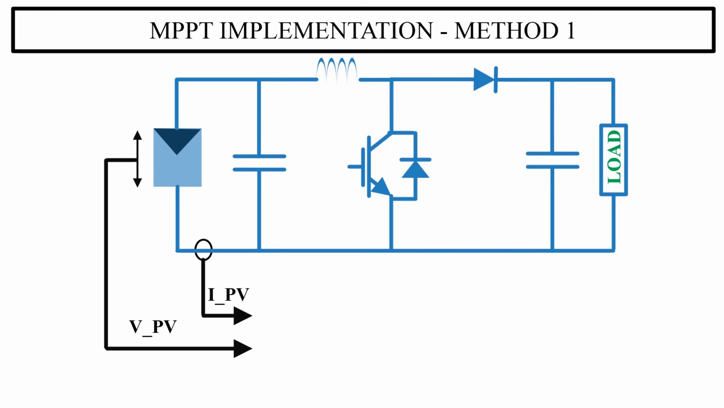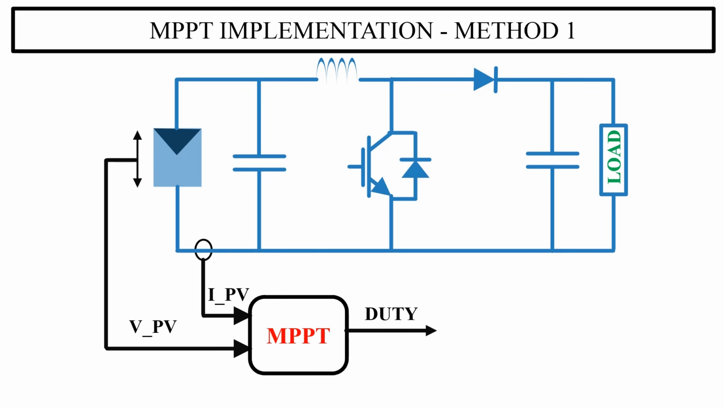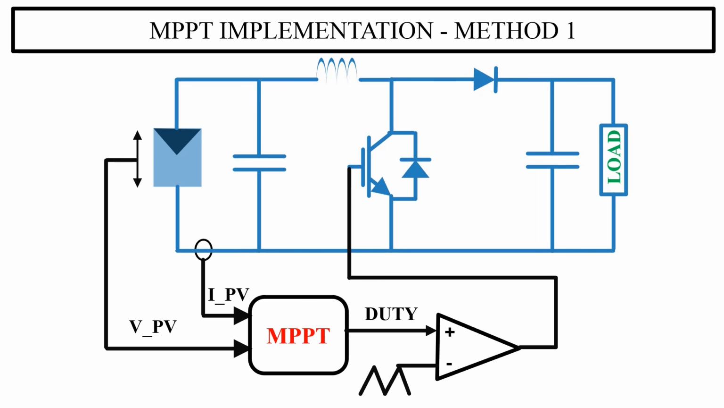First, we sense both PV voltage and current, and using these values, we implement the MPPT. The output of the MPPT will directly give the required duty ratio for the PWM generation. And this value is compared with a carrier signal and given to the gate terminal of the MOSFET.